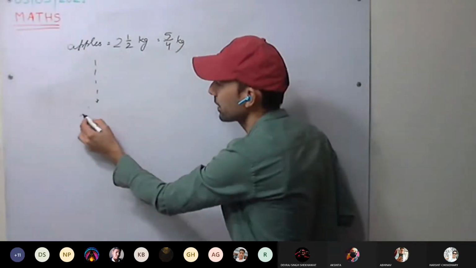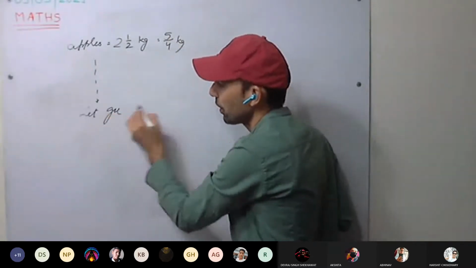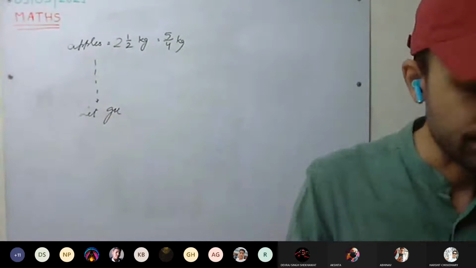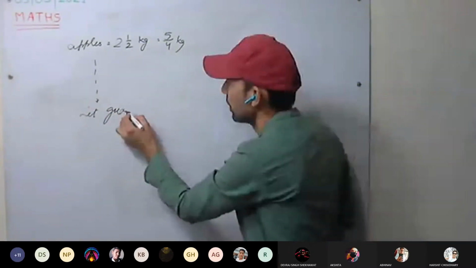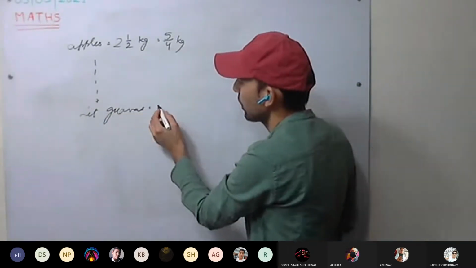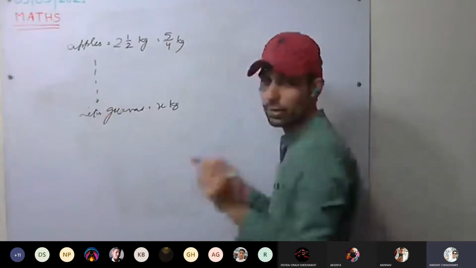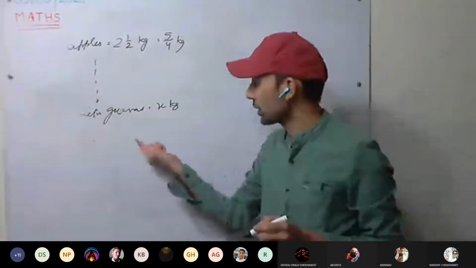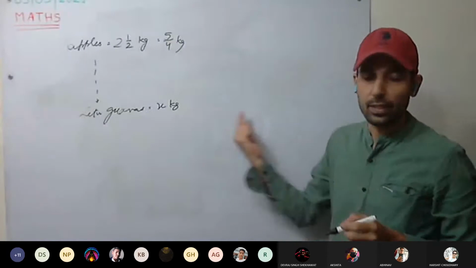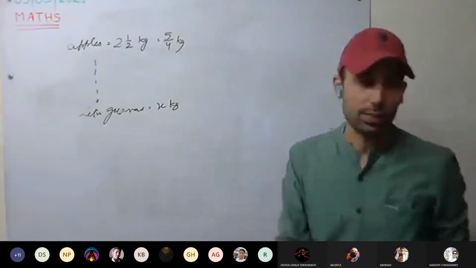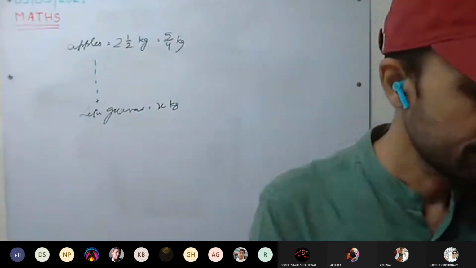And let the guava weight, which is not given, be x kg. Weight of guava is equal to x kg, and you can solve that one. You will add all of them, equal to the total weight given, 4x. You will solve them. Okay, third one is clear.